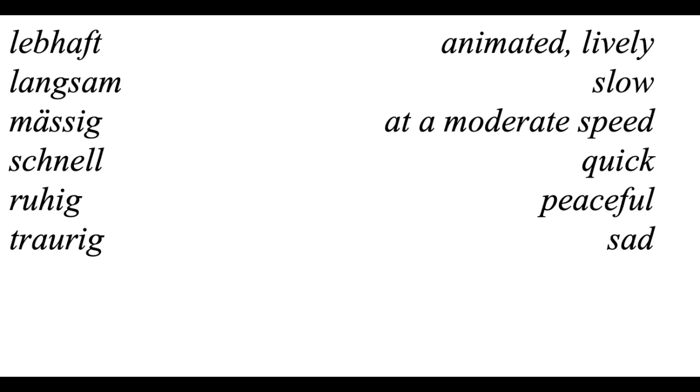And the 6 German words on the syllabus. Lebhaft, animated or lively. Langsam, slow. Mässig, at a moderate speed. Note the umlaut, the 2 dots on the A. Schnell, quick, ruhig, peaceful, and finally, traurig, sad.